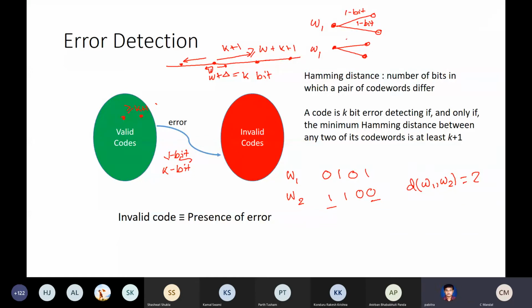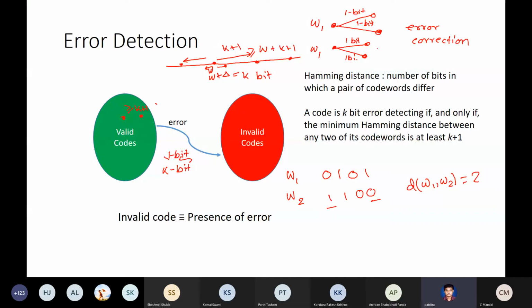Okay, it gets perturbed to it. But what we want in error detection is that after perturbation, this should not be a valid code word again. What we get after error perturbation should not be a valid code word. Then only the scheme of error detection will work.